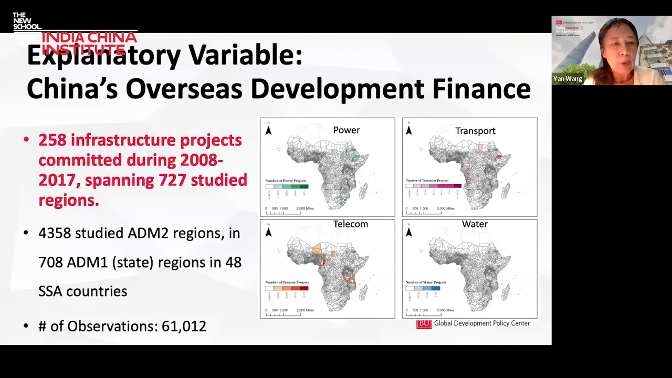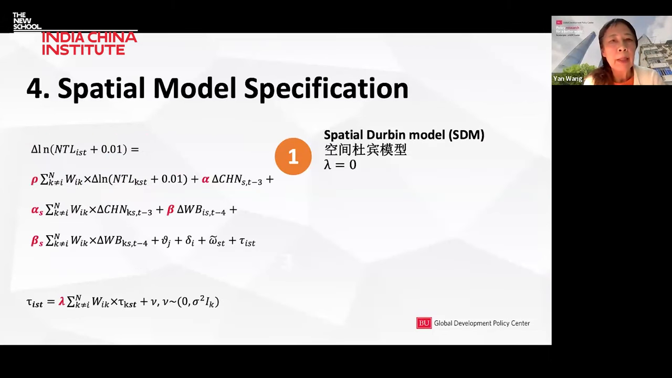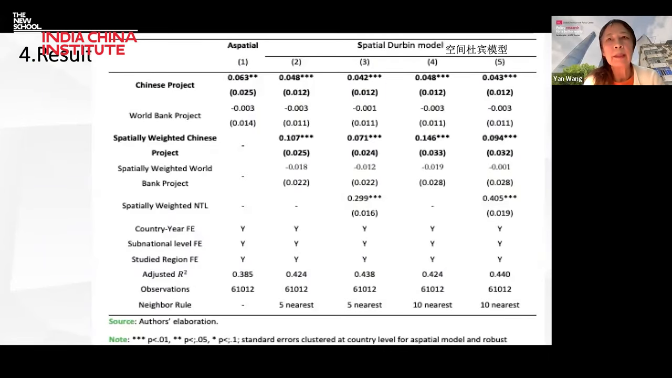We selected 4,300 some ADM2 regions in 48 SSA countries. The total number of observations was 61,000. This is our spatial model specification. We used the spatial Durbin model, and the result is very promising. So please focus on the right-hand side, equations 2, 3, 4, 5. In all the specifications, Chinese projects have a positive and significant impact on the nighttime lights in these regions.